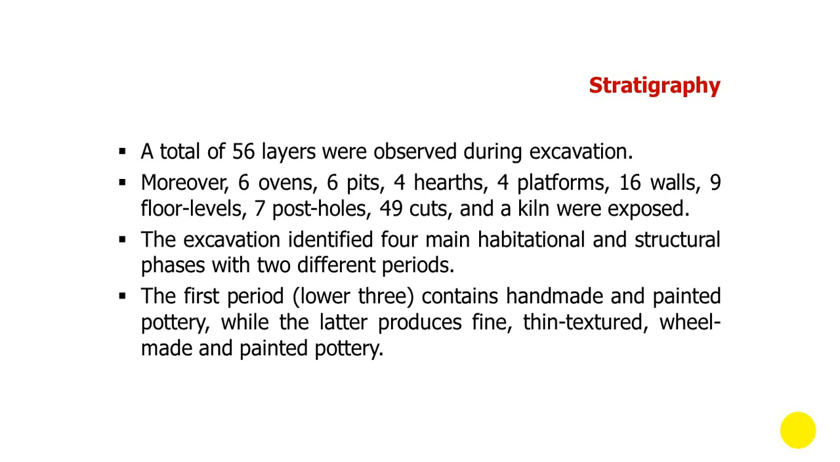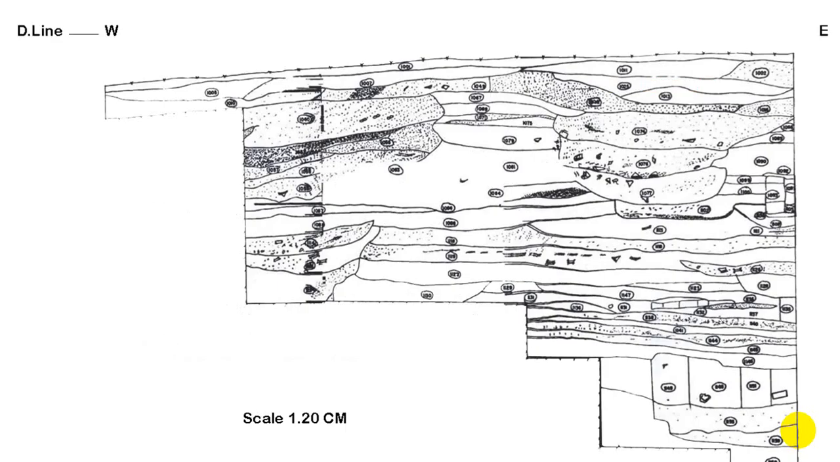There are 4 habitational and structural phases found and associated with 2 different periods. The first period, lower 3, contains handmade and painted pottery, while the latter produced fine thin texture wheel-made and painted pottery. This is the section of the excavation. You can see that the Harris matrix method was applied during the excavation. Different layers and features you can see in the section drawing.